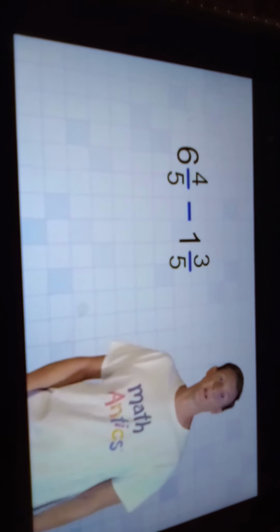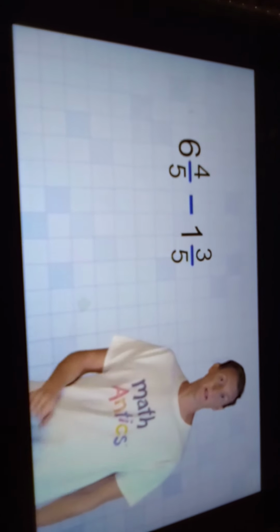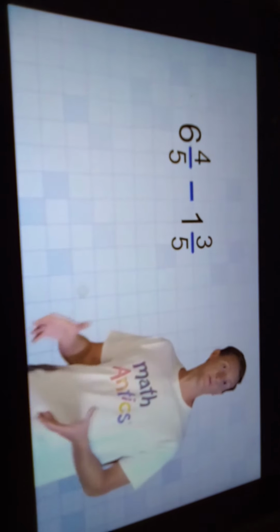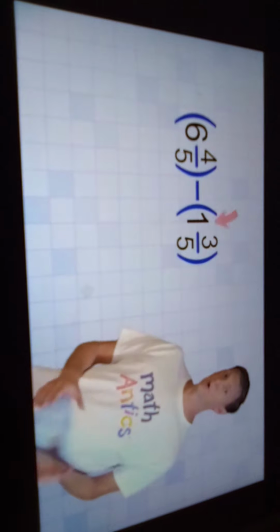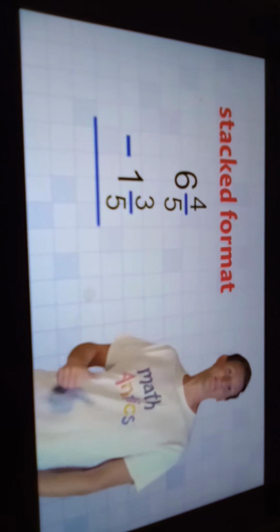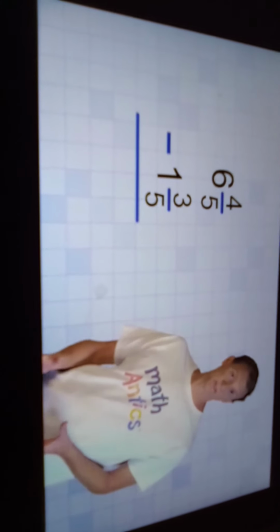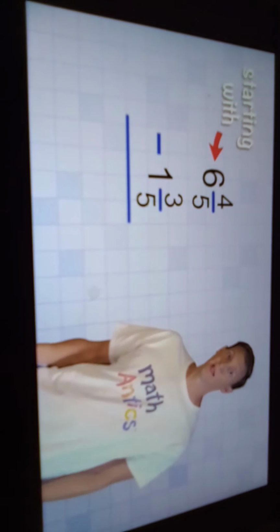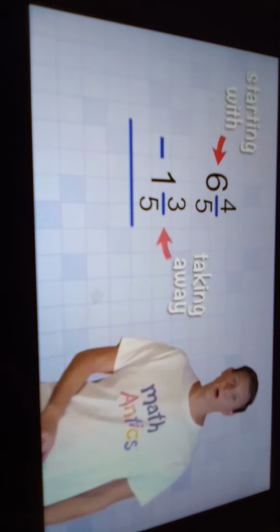So as you can see, subtracting mixed numbers can be a little complicated, but not all problems are that hard. Some are pretty easy, like this one, 6 4/5 minus 1 3/5. We still need to remember that the mixed numbers form groups, so we have to subtract both parts. But that's where the stacked format that we learned about in the last video can really help us out. Since the order of a subtraction problem is important, we need to be sure to put the mixed number that we're starting with on top, and the mixed number that we're taking away on the bottom.